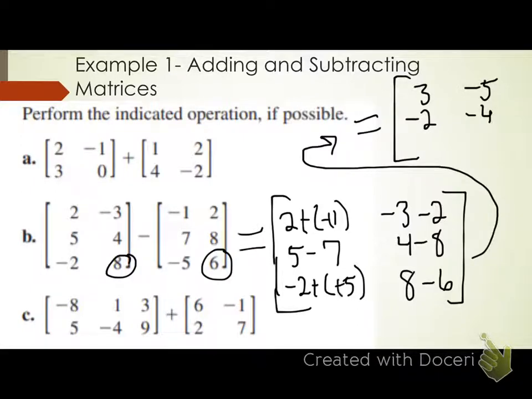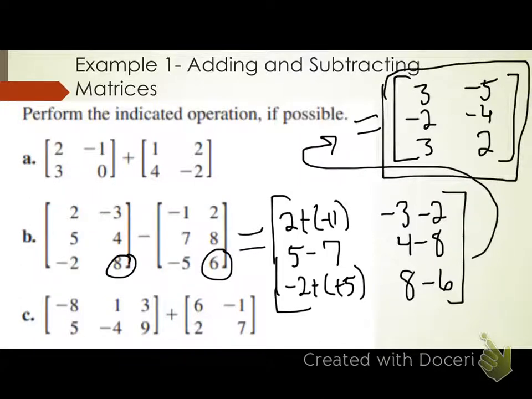Stay, change, change again right here. Negative 2 plus 5 gives me 3. And 8 minus 6 gives me 2. So subtracting these two matrices gives me this new matrix right here. 3, negative 5, negative 2, negative 4, 3, 2. Once again, pretty simple. Just doing adding and subtracting multiple times.